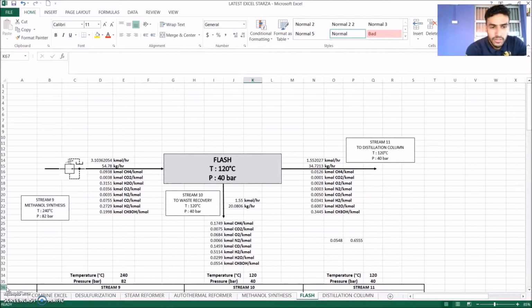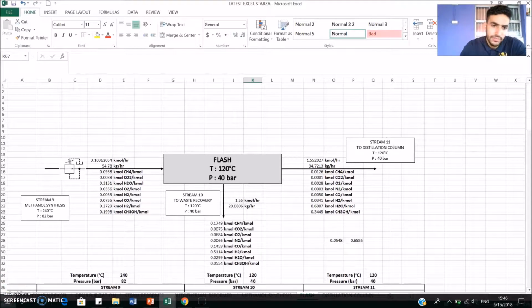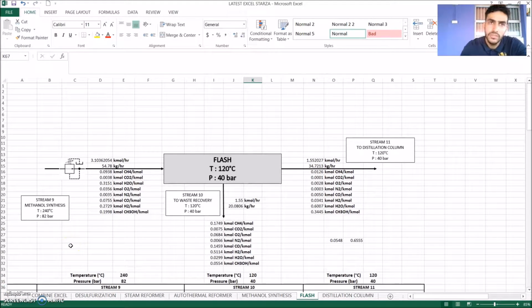Before that, we use a pressure valve to reduce the pressure, because the input is 82 bar. We reduce it to 40 bar. So the flash is a non-reactive process. We calculated from other journals, because we're dealing with an ideal gas also, and we need to separate it into a stream of vapor and a stream of liquid. As we can see here, the output contains the same components but in different phases.